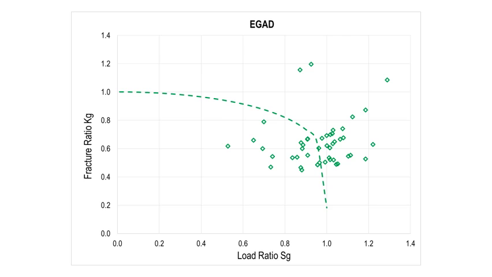Now here I've taken those 48 data sets. I've gone through the exercise of calculating the fracture ratio Kg. I've gone through the exercise of also calculating the load ratio Sg. And then I've plotted all of those data points on my EGAD, my exponential gamma assessment diagram. So you'll see that some of my data points are in the safe zone and some of my data points are in the unsafe zone. And they seem to be approximately centered, a little bit outside and a little bit inside. So that gives me some reasonable confidence that my numbers are pretty much in the right place.